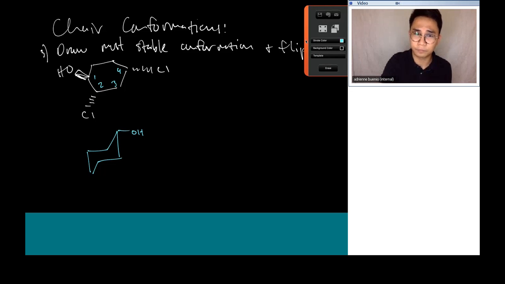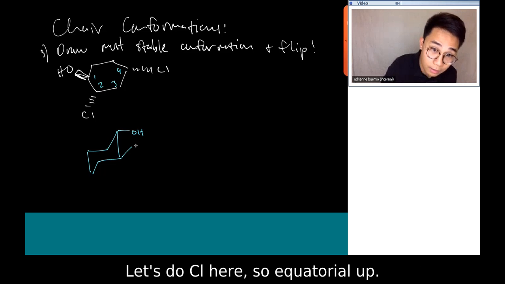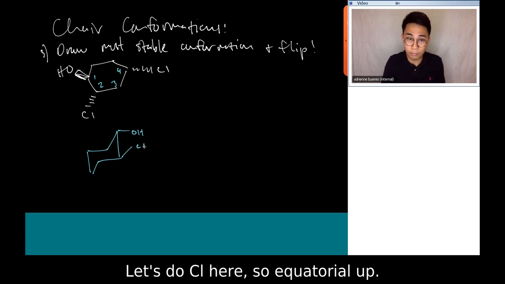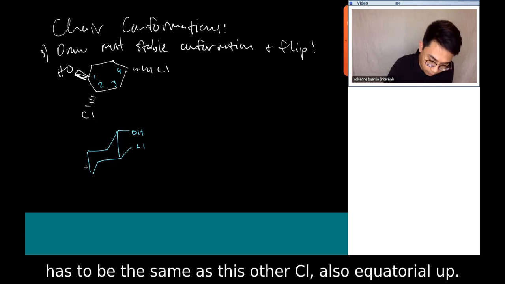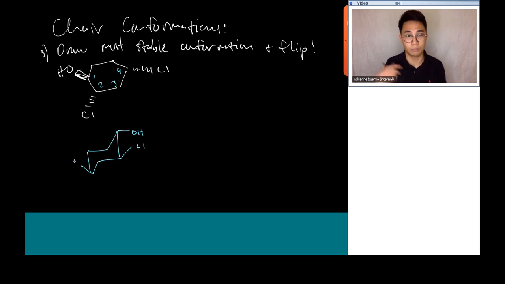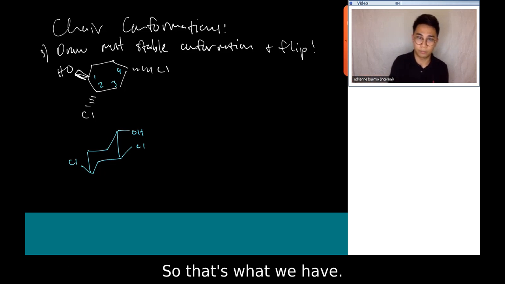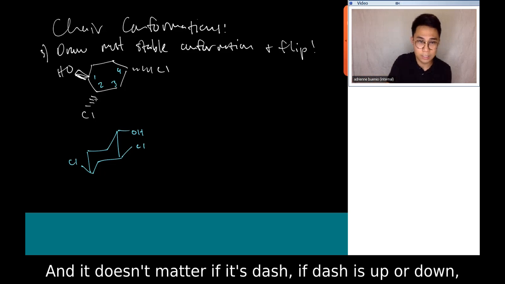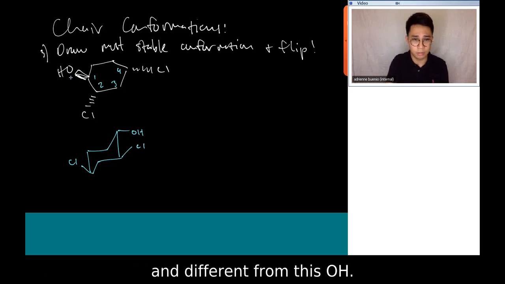Okay, so let's put it here. Let's do CL here. So equatorial up, right? And then on the fourth one, it has to be the same as this other CL, also equatorial up, right? Boom. We have two ups, one down. That's what we have, right? And it doesn't matter if the dash is up or down, as long as it's the same as this other CL and different from this OH.